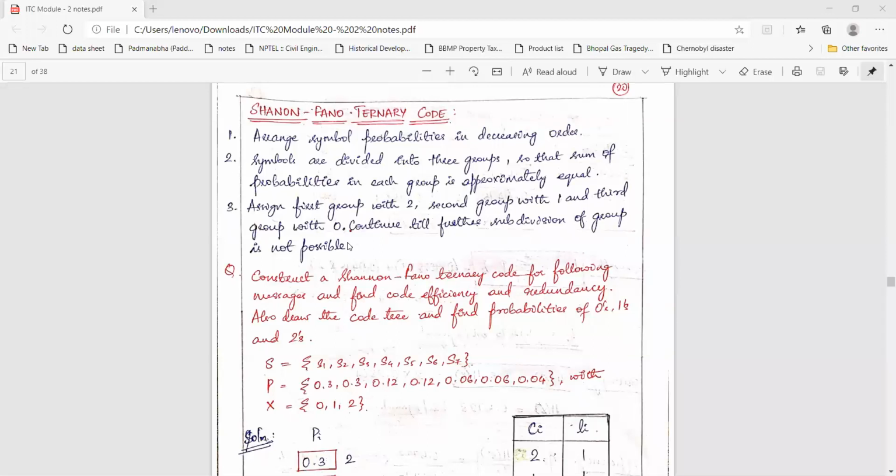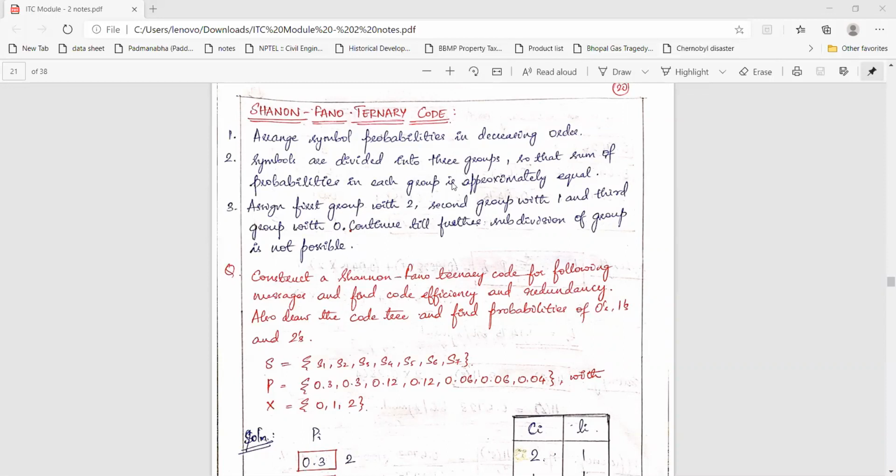How do we decide the division of the groups? The decision is that the sum of probabilities in each group should be approximately equal. Why do we divide it into three groups only? As the name itself indicates, ternary code. Hence, we'll divide it into three groups.